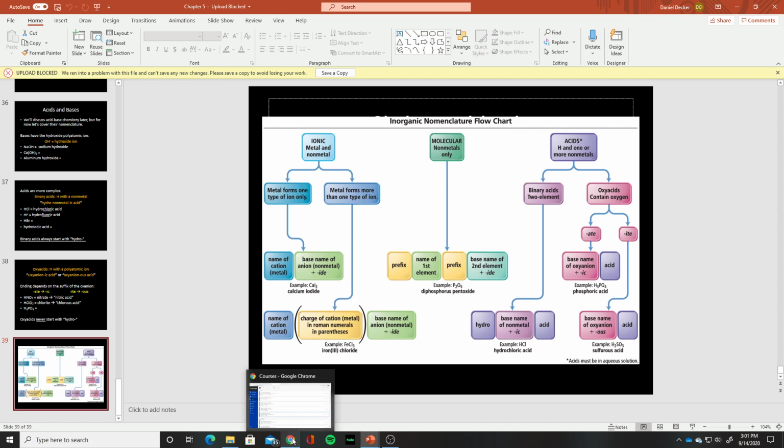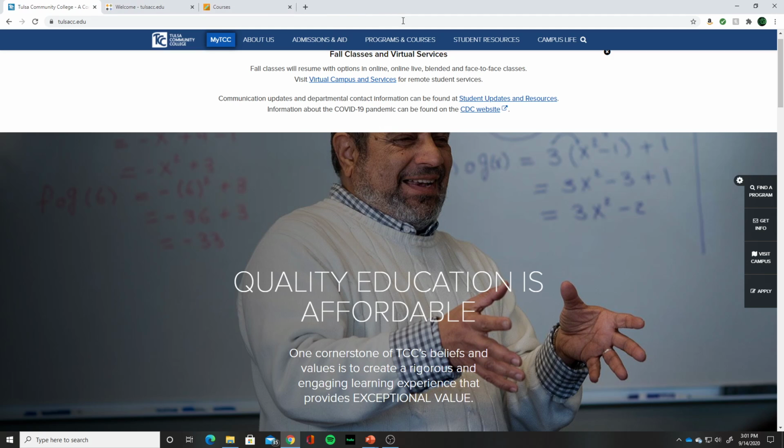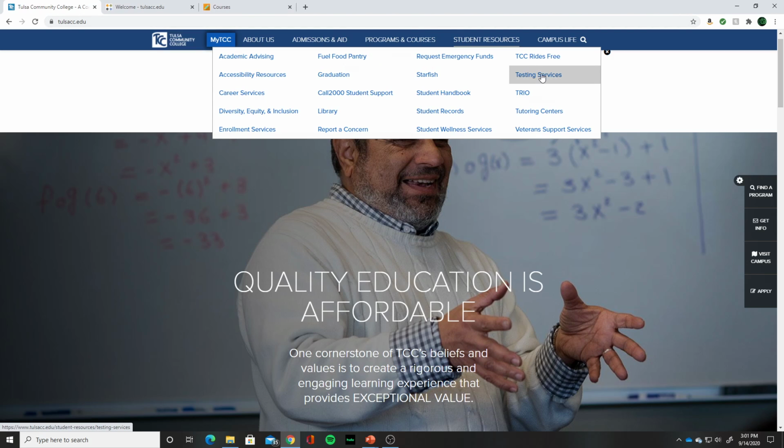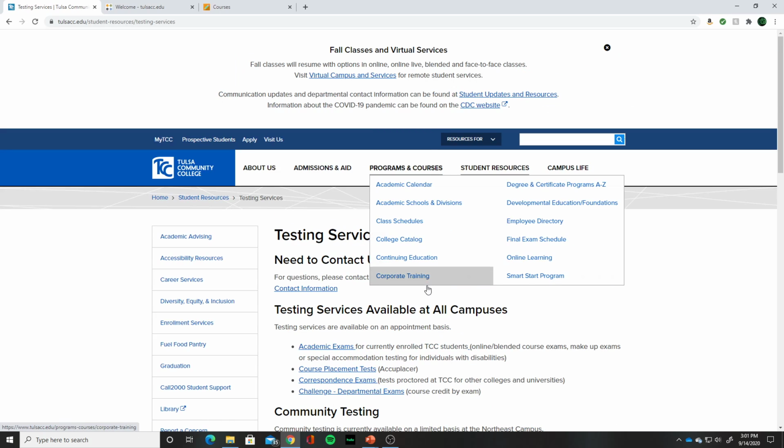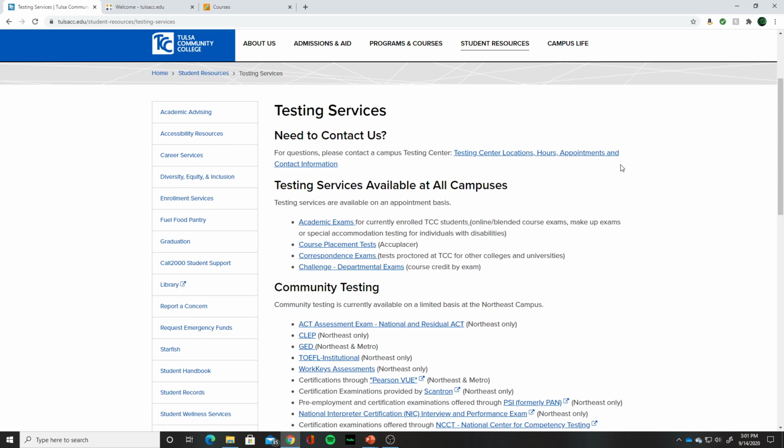And I believe if you go up here, let's see, yeah, so right there, testing services. There is a whole bunch of links here, so you can set up appointments from that link there, and you can look up the hours here and locations. I believe all the campuses are open at this point. For a while, West was not open, but I believe West opened last week. So you should have access to all of the testing centers, but just keep in mind they don't all have the exact same hours. So again, you must set up an appointment to go and take the exam.